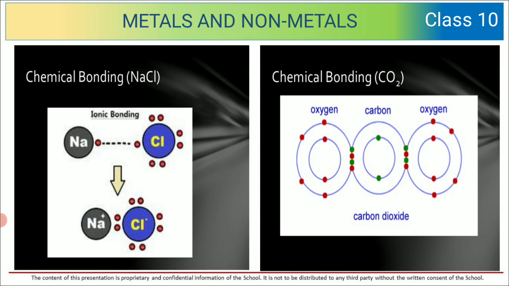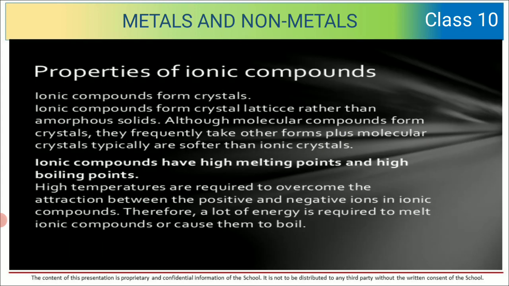In the case of NaCl, Na gives its one electron and they come together to form NaCl. In CO2, there is sharing taking place between carbon and oxygen, and this way the structure is formed.